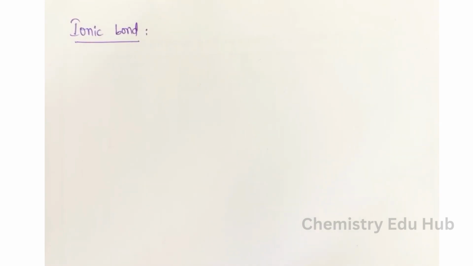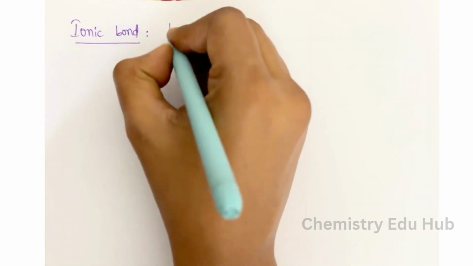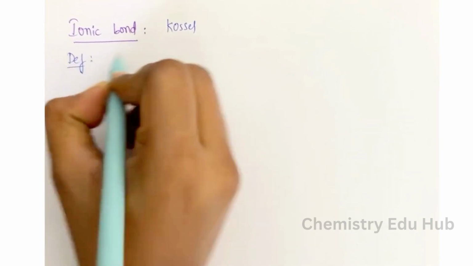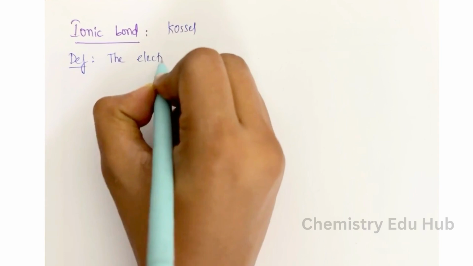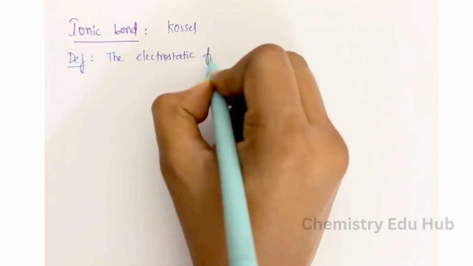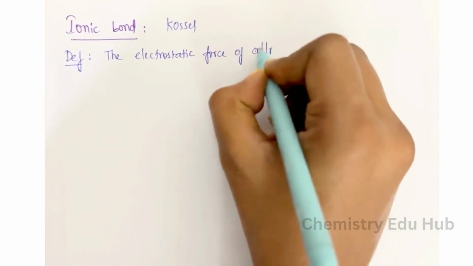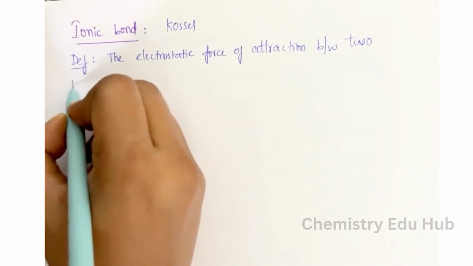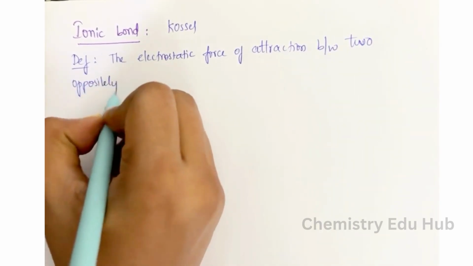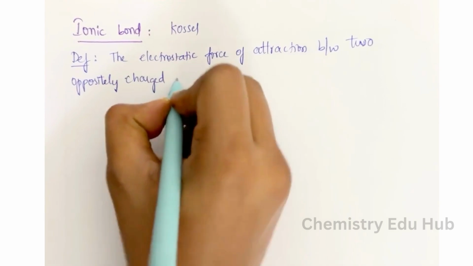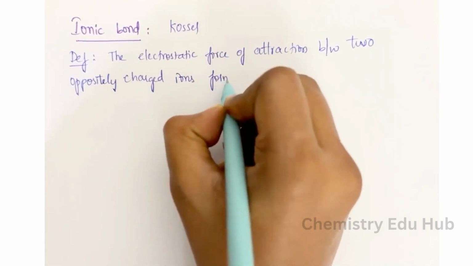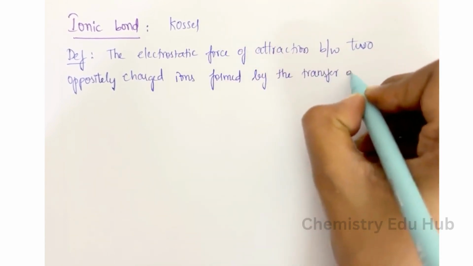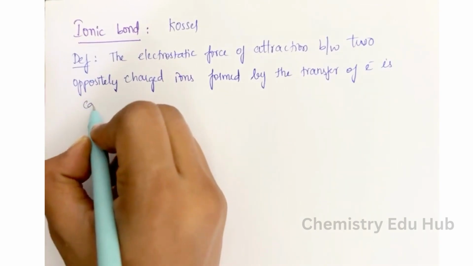Today we are going to talk about the ionic bond, which was proposed by the scientist Kossel. The definition of ionic bond is the electrostatic force of attraction between two oppositely charged ions. That means one is positive and the other is negative. Between two oppositely charged ions formed by the transfer of electrons is called an ionic bond.